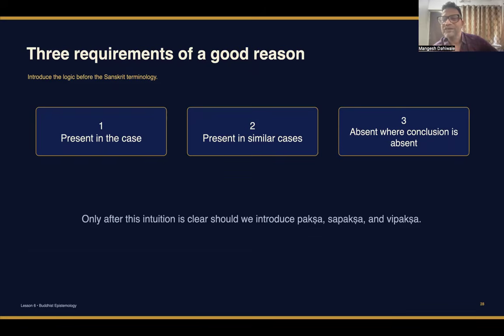So the third is very important, because the fire cannot be present in the water, but the fire can be present where people are cooking something, they are burning leaves, or whatever they are burning, there is a fuel, there is a fire, there is smoke. So these are the three important Sanskrit terminologies: paksha, sapaksha, vipaksha.